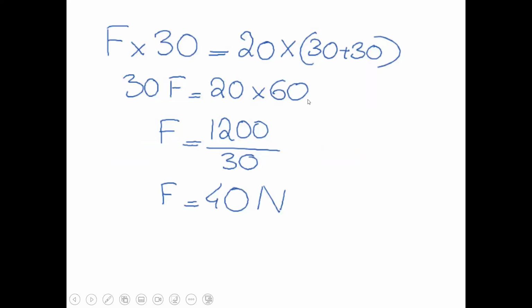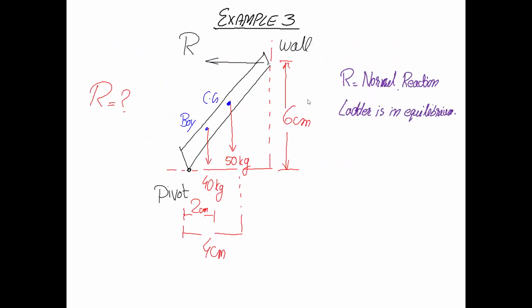F into 30, this is the right point. F into 30 is equal to 20 into 30 plus 30. And the answer is 40 Newton.